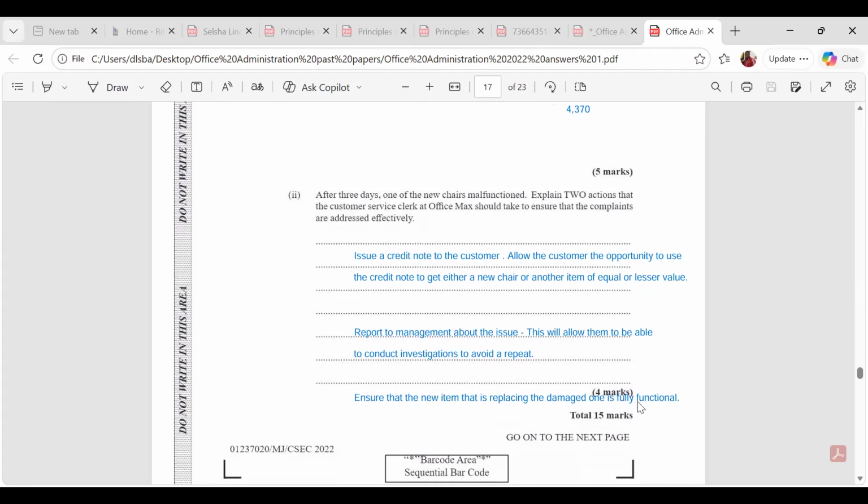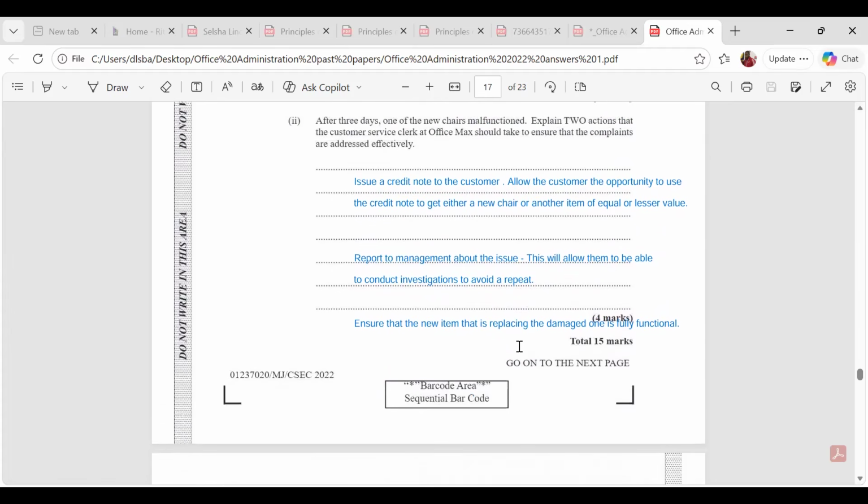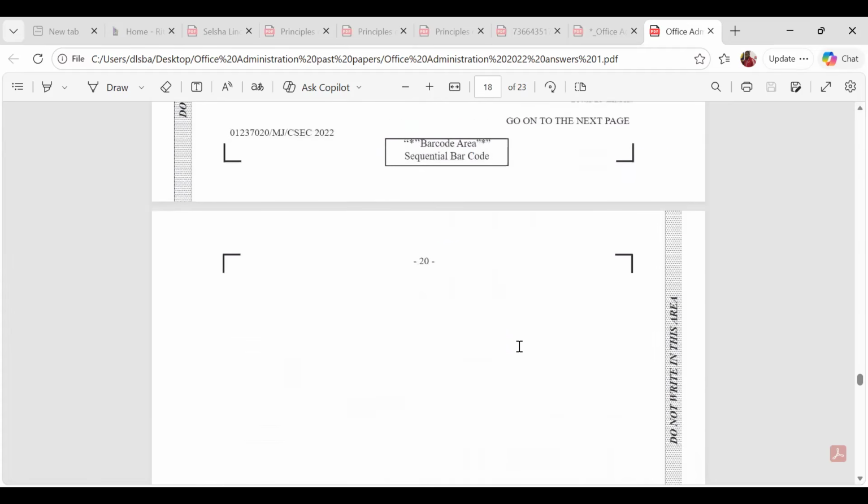The next thing they should do, report the incident to the manager to try to reduce the chances of it happening again. And whatever you're replacing the damaged good with, make sure it's working, please. So you get the person the next damaged item.